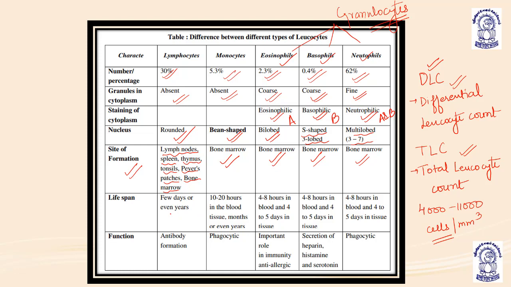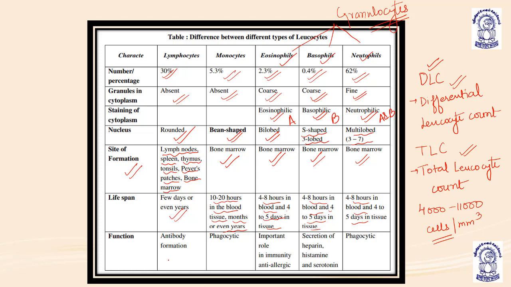Lifespan. Lymphocytes, few days or even years. Monocytes, 10 to 20 hours in the blood, and in tissue a month or even years. Eosinophils, 4 to 8 hours in blood or 4 to 5 days in tissue. Basophils, 4 to 8 hours in blood and 4 to 5 days in tissue. Same in case of neutrophils. Their lifespan in freely flowing blood is 4 to 8 hours, while in case of monocytes, the lifespan is 10 to 20 hours in the blood. And in lymphocytes, a few days.